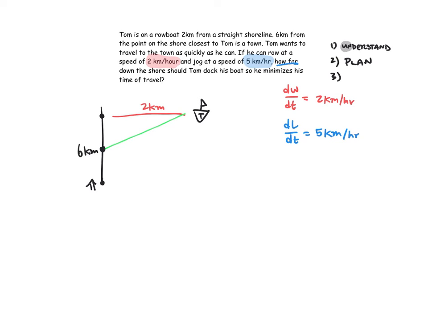I like to have them, in this particular example, identify this question here: how far down the shore should Tom dock his boat? Let's say this is our optimal location. Well, then let's call that our variable. Let's call it x, right? So what we want to do is come up with a time function with respect to x, and then optimize that time function.